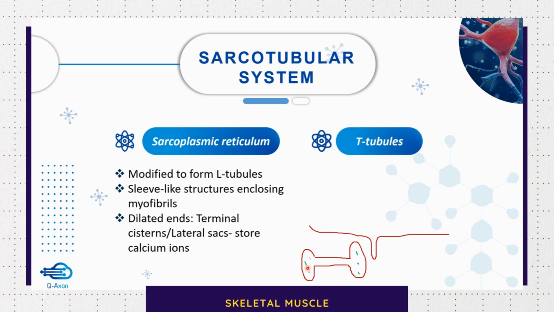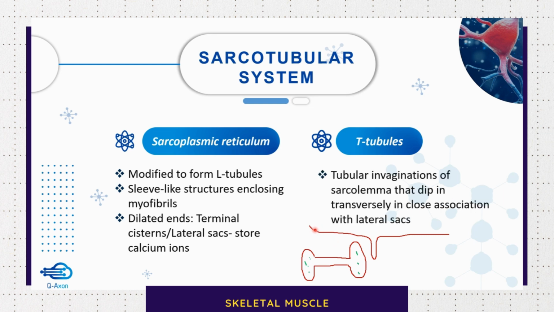The other component is the T-tubule or the transverse tubule. Now the T-tubule is nothing but a tubular invagination of the cell membrane, that is the sarcolemma. So the sarcolemma at regular intervals dips in transversely to form the T-tubules. And you can see that these are very closely associated, the L-tubules and the T-tubules.